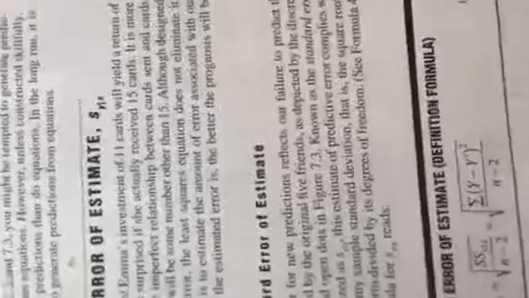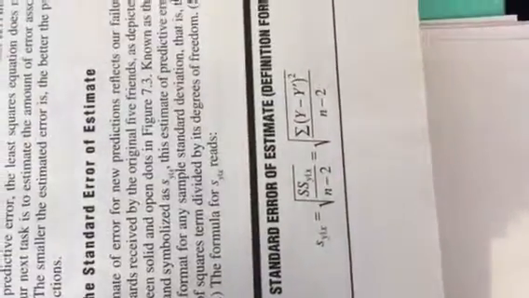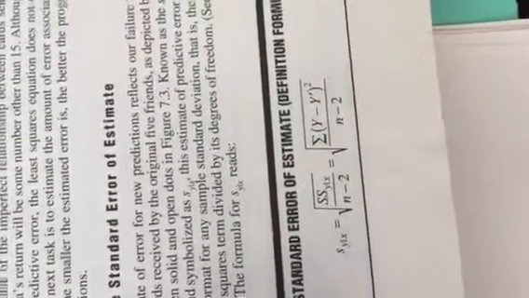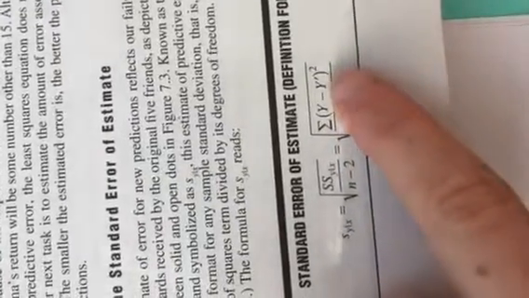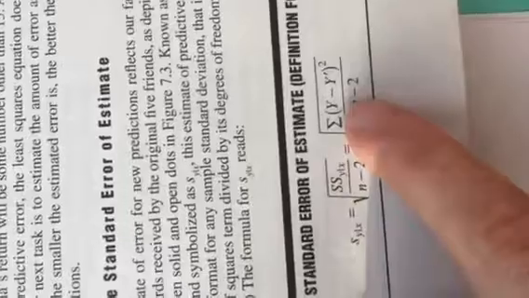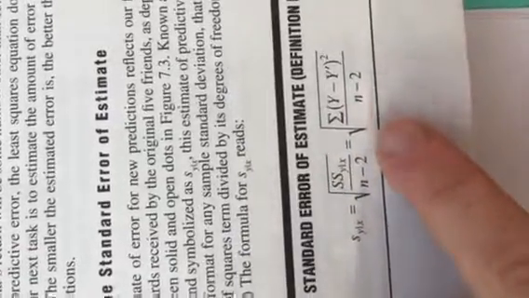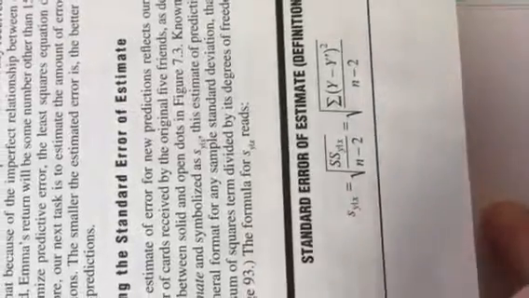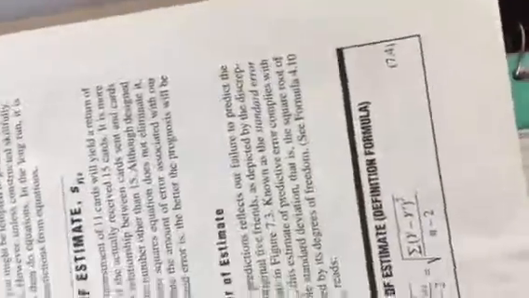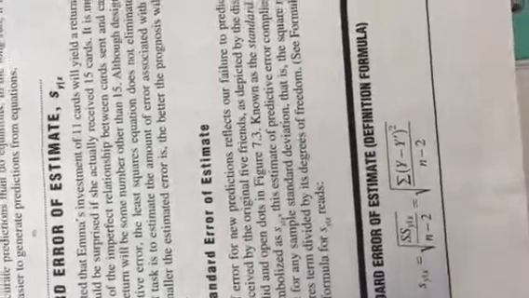And then the standard error of estimate equation is right down here. It's a little confusing, it's just y minus y prime, so the actual value minus the predicted value, squared, summed, over n minus 2. It's a rough measure of the average amount of predictive error.